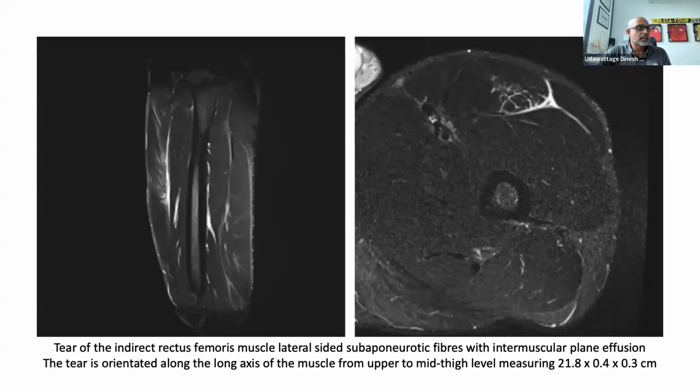Okay, so again, with him, we got an MRI scan of the leg, and in his case, there was a tear of the indirect rectus femoris over the lateral aspect, with effusion between the two muscle planes. The tear was quite extensive, 21 centimeters long, and this really helped us understand why he was having the symptoms that he was having.